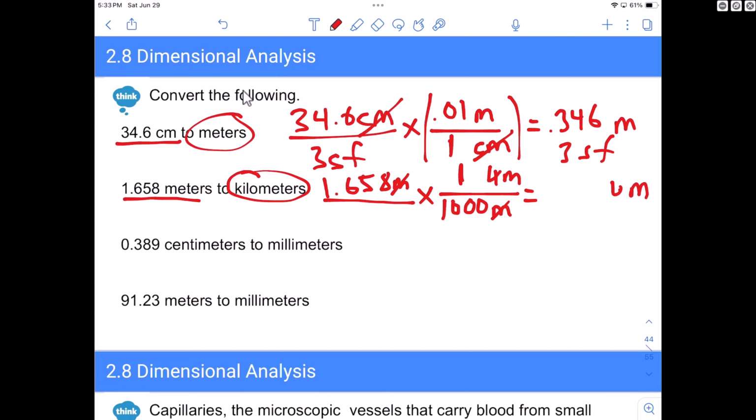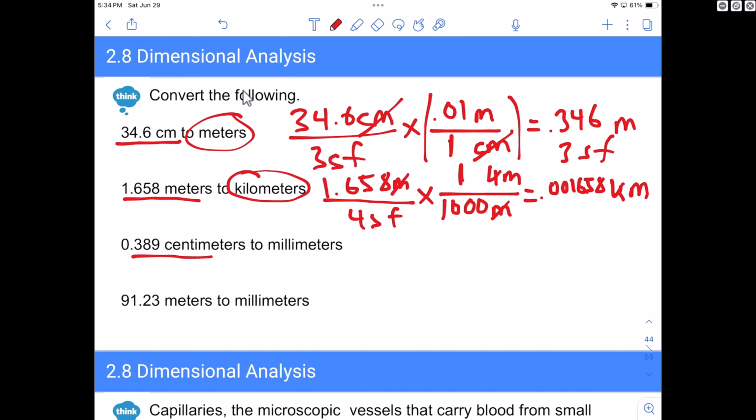Whatever I get, I'm going to have 4 significant figures. Again, it's the same as what we start with, so 4 sig figs over here. I need 4 significant figures in my answer. So we divide that out, and what we end up with is 0.00165 kilometers. Again, retaining the same number of significant figures from when we started with on the left-hand side here.